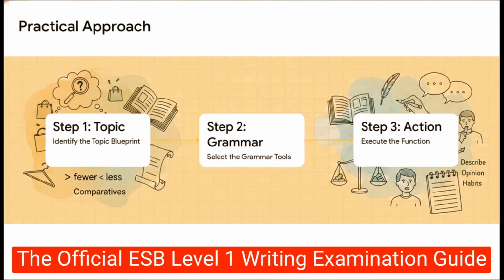Let's move on and see how this builds into a highly practical, step-by-step approach you can use the second you sit down for the exam. Step 1. Identify the topic blueprint. Let's say the prompt is about shopping. Step 2. Select the grammar tools. You might say, hey, I'm going to use comparatives with fewer and less to talk about spending. Step 3. Execute the function. Use those exact comparatives to give descriptions and opinions about your shopping habits compared to your friends. By mentally organizing any exam question this way, you guarantee you're hitting every single requirement the grader is hunting for.